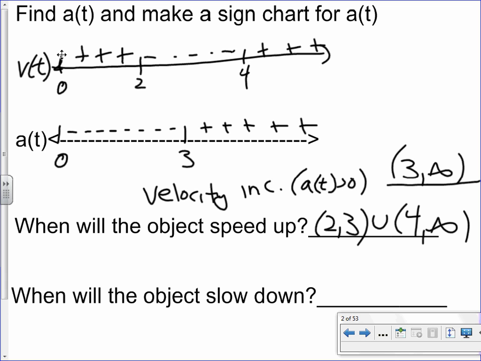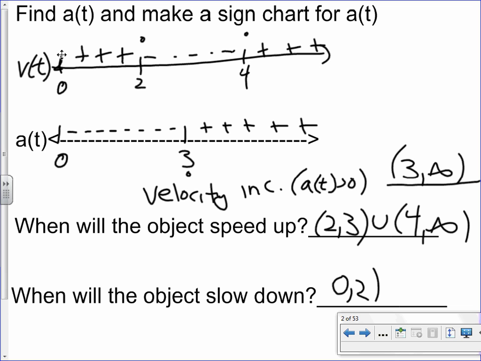And when will it slow down? That's when the velocity and acceleration have opposite signs. Well, at 2 and 4, the velocity is 0, so I don't have to worry about that. And at 3, acceleration is 0. But if I really wanted to be picky, I would check out the 0. But let's take a look. So we see velocity and acceleration have different signs from 0 to 2. So I definitely want to go from 0 to 2.